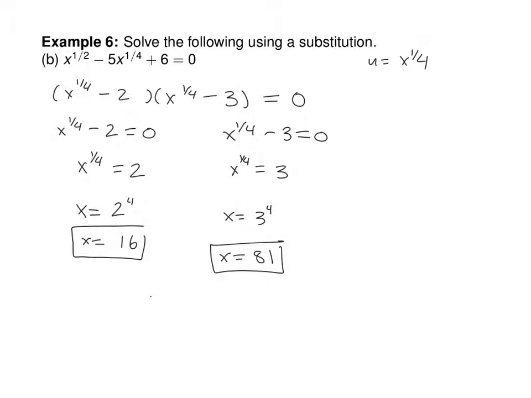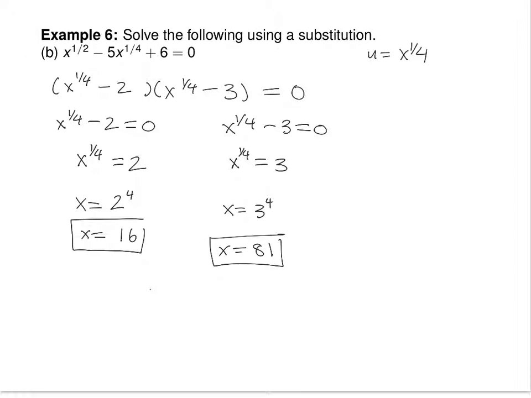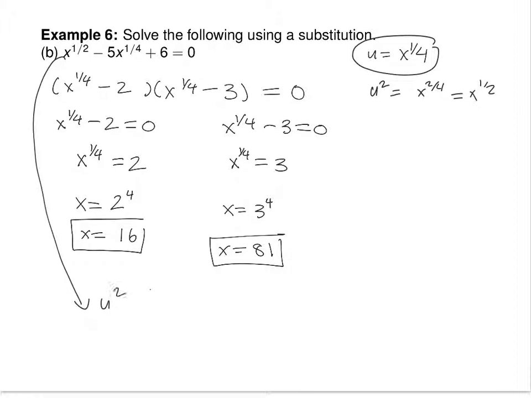Should I show you what the substitution would be as well? Do you want to see? Okay. If you did this substitution, does it make sense that u squared is x to the 2/4 or x to the 1/2? So if you substitute, you're going to end up with u squared minus 5u plus 6 equals 0. And my guess is you could get it from there, right? Does that make sense? Yeah, okay.